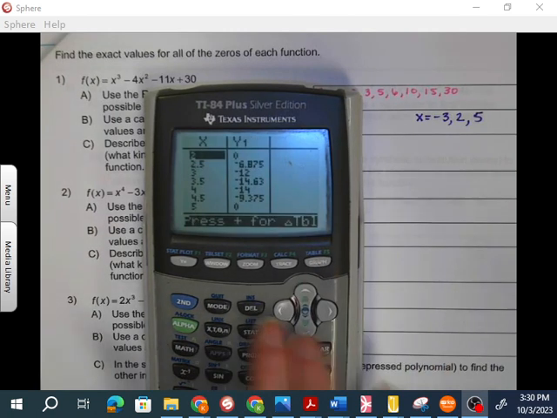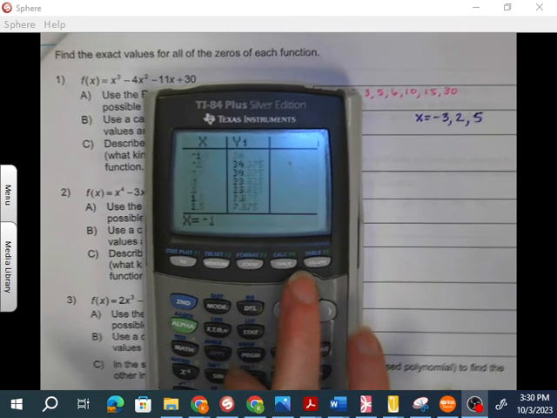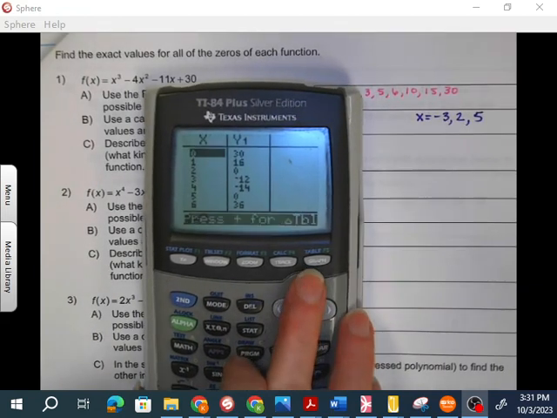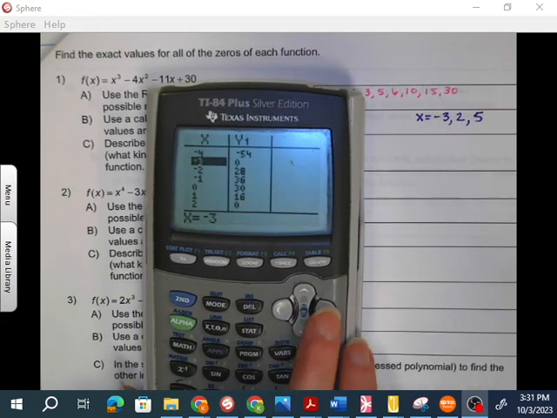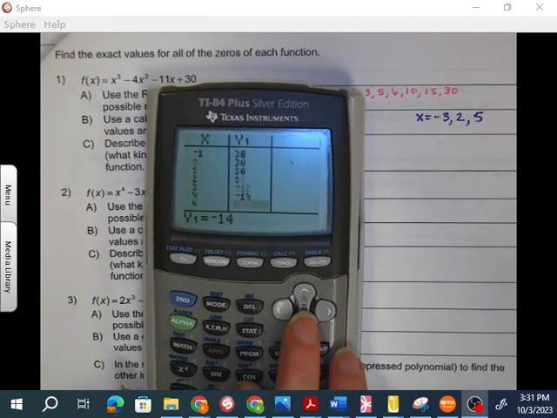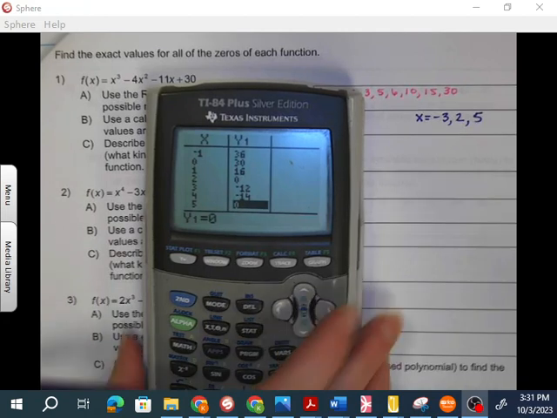Okay, so let's see, -3. Oh, let me change my table, it's counting by something crazy. Okay, so -3 is in fact a 0. And then 2 is a 0. And 5 is a 0. So that's the zeros.